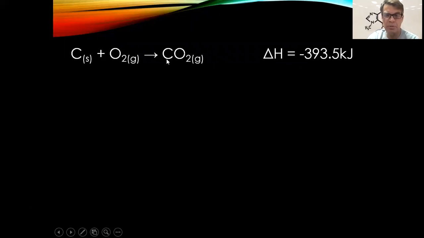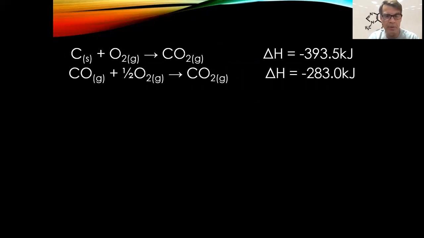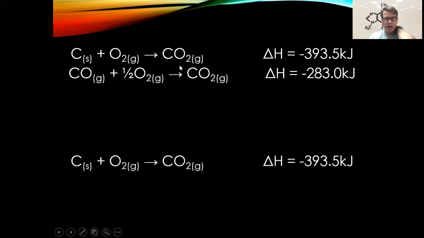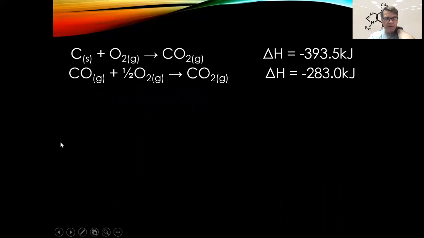We know that carbon plus oxygen yields carbon dioxide with a change in enthalpy of negative 393.5 kilojoules. All right, it gives it off. It's exothermic. We know that. And we know similarly that carbon monoxide plus oxygen yields CO2 in an exothermic reaction giving off 283 kilojoules of energy. So how can we use Hess's law now to get from carbon to carbon monoxide using these two equations indirectly?